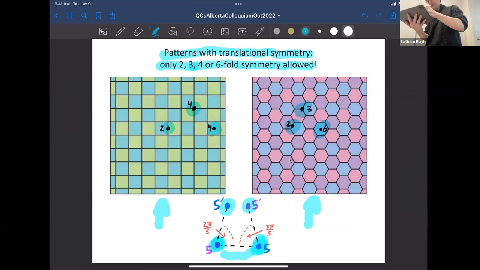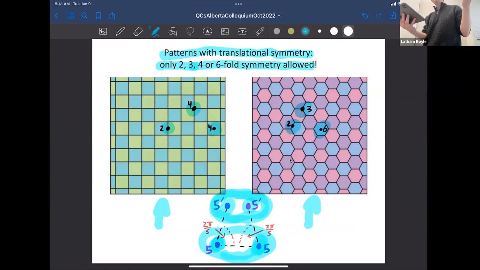But then we've argued that these two points also have to be points of 5-fold symmetry, but they're now closer together than the initial pair we started with, which by hypothesis was a nearest neighbor pair, and so we have a contradiction. So you can't have points of fivefold symmetry. The same argument will go through for any type of symmetry except for these four possibilities that are allowed.